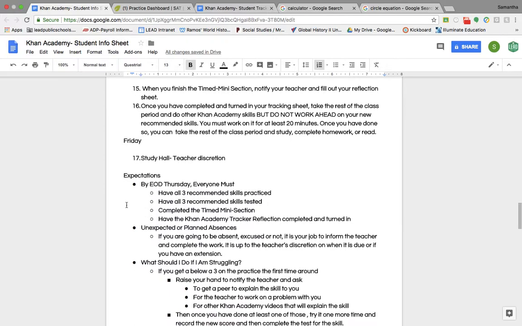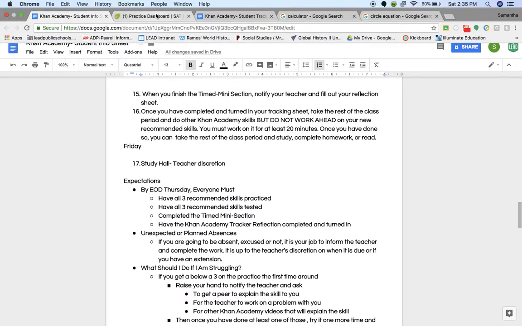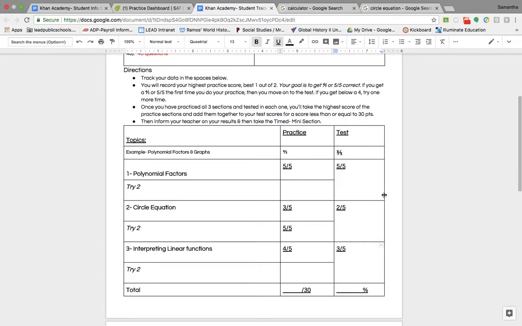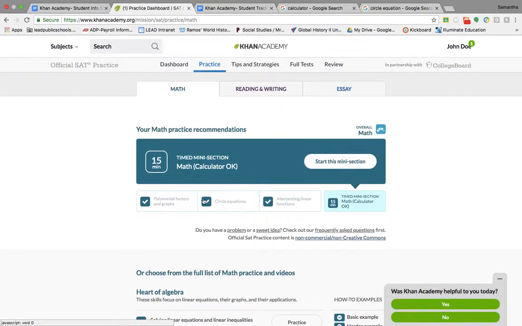Now, what I want to do is go up here and show you guys some stuff on my tracking sheet. When I get everything correct, if I get a 4 out of 5 or a 5 out of 5 on a practice skill, I do not need to do it a second time. When I did polynomial factors and interpreting linear functions for the practice section, I got a 5 out of 5 and a 4 out of 5. I did not need to do it again. So I went ahead and took the test. When we scroll up here, this is what we consider the practice test for that skill.